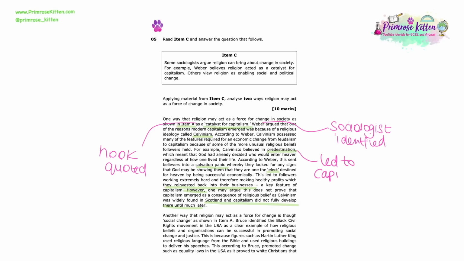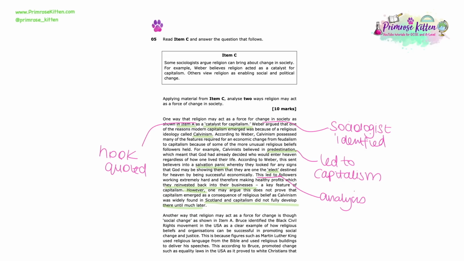So you've got examples there like predestination, you've got examples there like salvation panic, which basically led to followers constantly trying to find some sort of sign or approval from God that they were one of the elect and that they would be going to heaven. You can also see phrases there like this led to. I've talked about this previously, but it's just such a great way to show the examiner that you are analysing what you are talking about. You are analysing these key concepts rather than just describing them. You're explaining the consequences of them for society, and in this case, for bringing about a change in society.